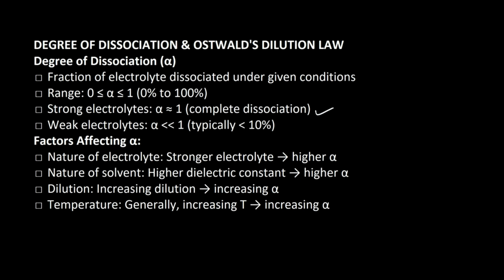What are the factors that affect the alpha value? Nature of the electrolyte. Stronger electrolyte means higher alpha value. And nature of the solvent, higher dielectric constant means higher alpha value. And dilution, increasing dilution will increase the alpha value. And the temperature, increasing temperature will increase the alpha value.